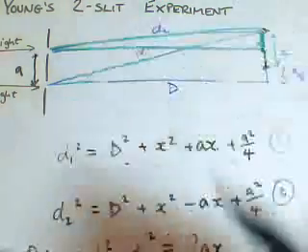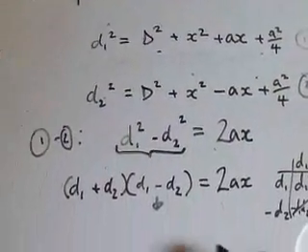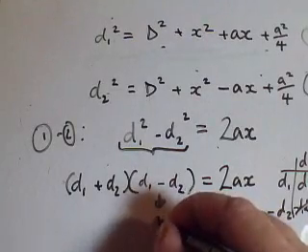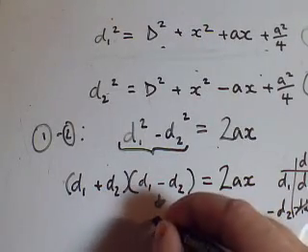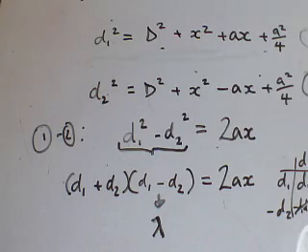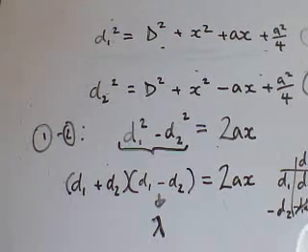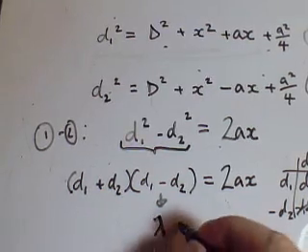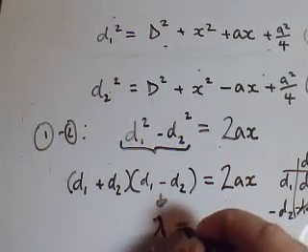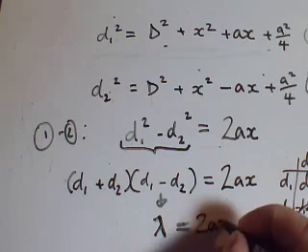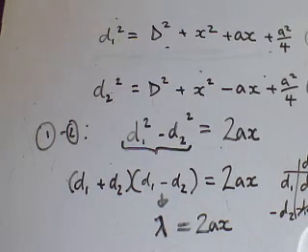So d1 take away d2, this term that's magically appeared out of this bracket, is just my lambda, my wavelength. That's the difference between the two paths that I need in order to get the waves arriving in phase and forming the bright fringe. Wonderful. The 2ax I'm going to leave alone, so I'm still going to have equals 2ax. I've just got to deal with this.